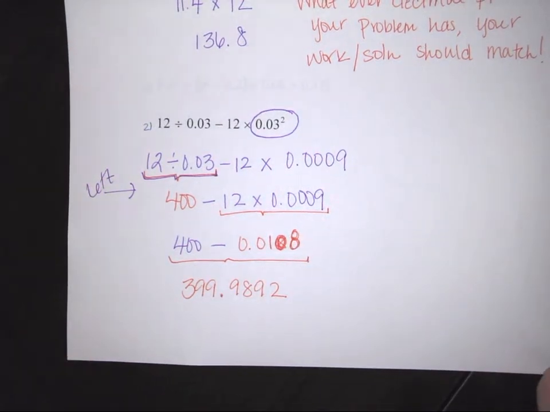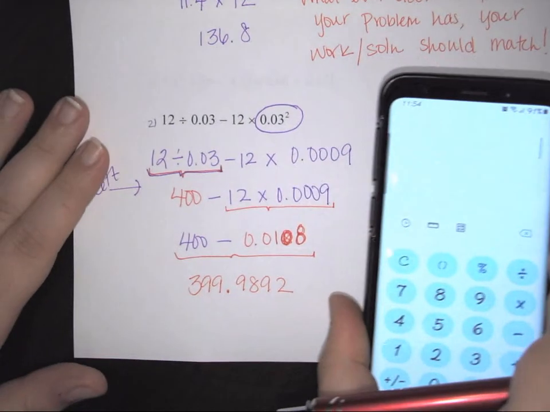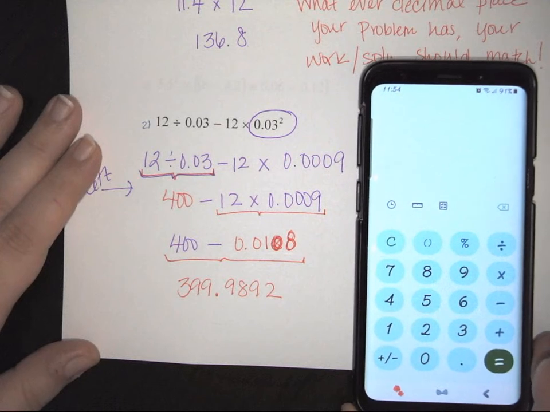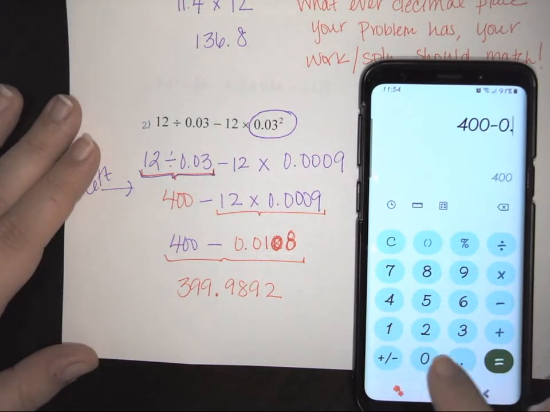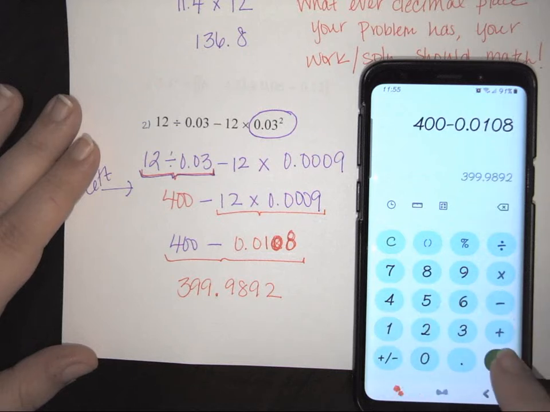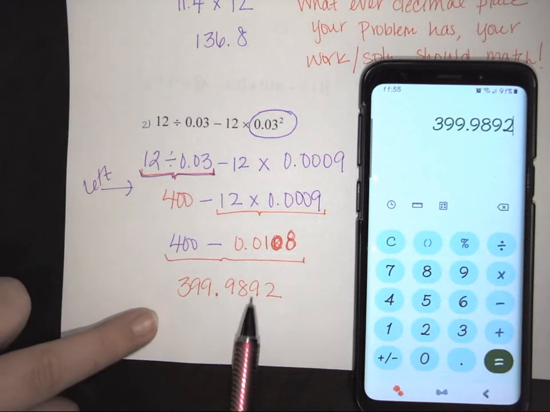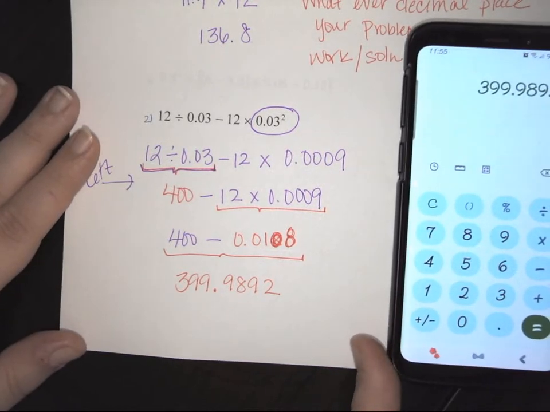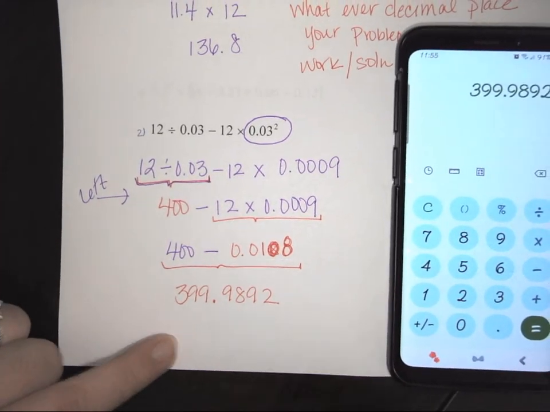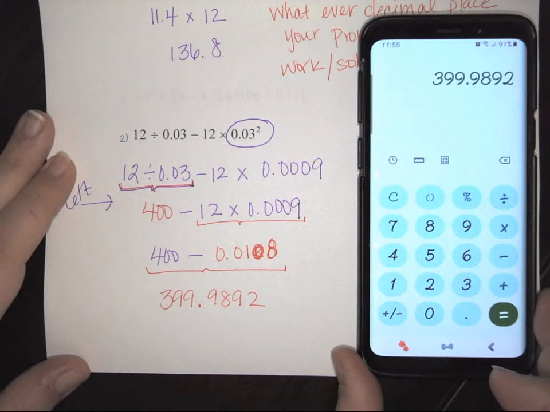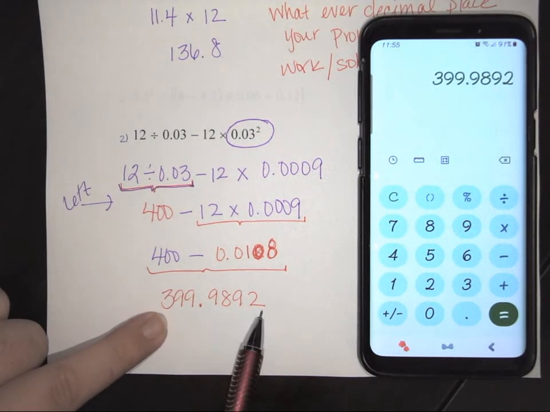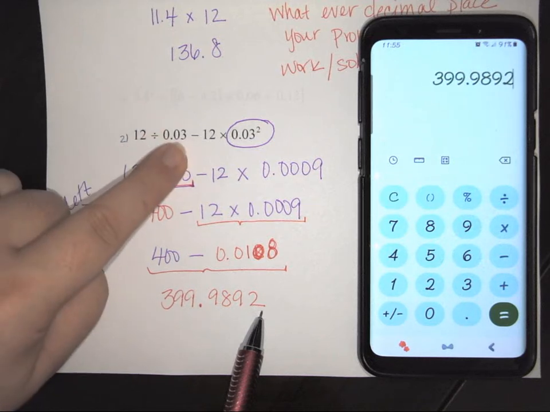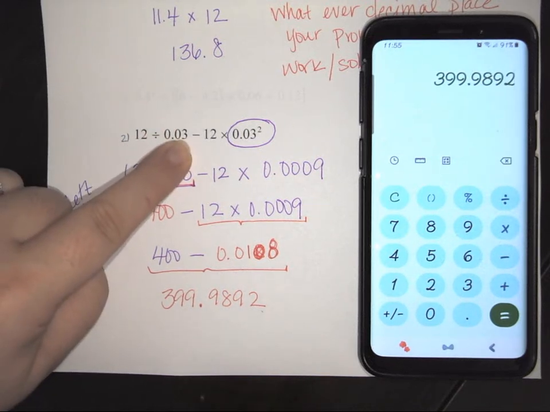Okay. So again, if you looked at your calculator, we would do 400 minus 0.0108 equals, and then once you get to this point, depending on what your problem asked or what your instructor wants, you can either leave this answer as is, or if you look in your problem, you only ever had to the hundredth spot.